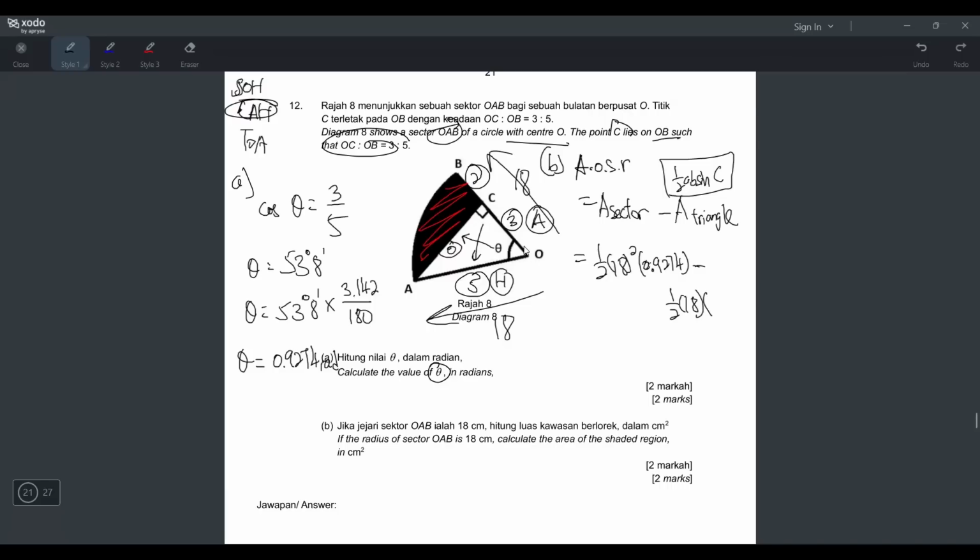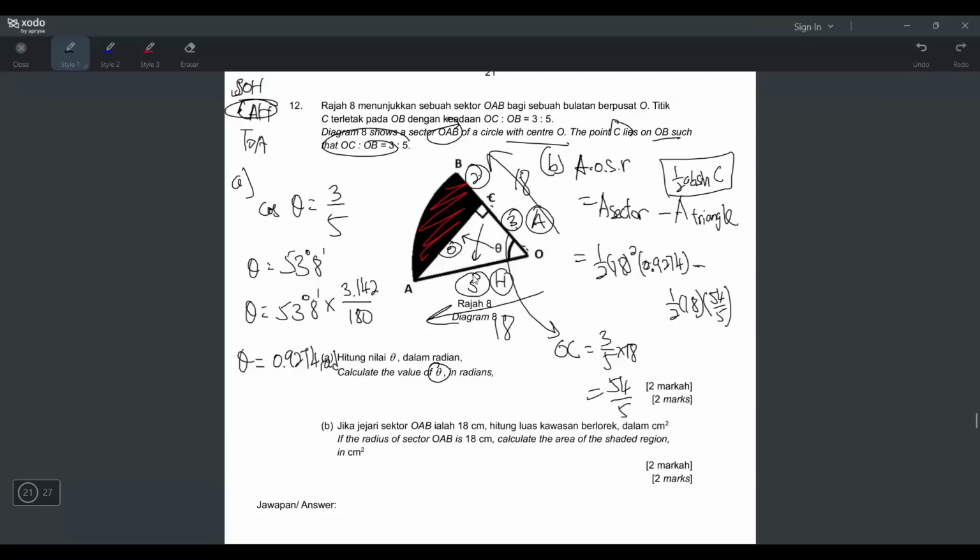Because this one, O to C, the length is actually 3 over 5 times 18. I will just put an arrow here. I want to find OC. It will be 3 over 5 times 18. Why is it 3 over 5? Because O to C is 3 out of 5, because the total ratio is 5. So 3 over 5 times 18. If you press this, you'll get 54 over 5. It means the OC length is 54 over 5. So this one is 54 over 5.